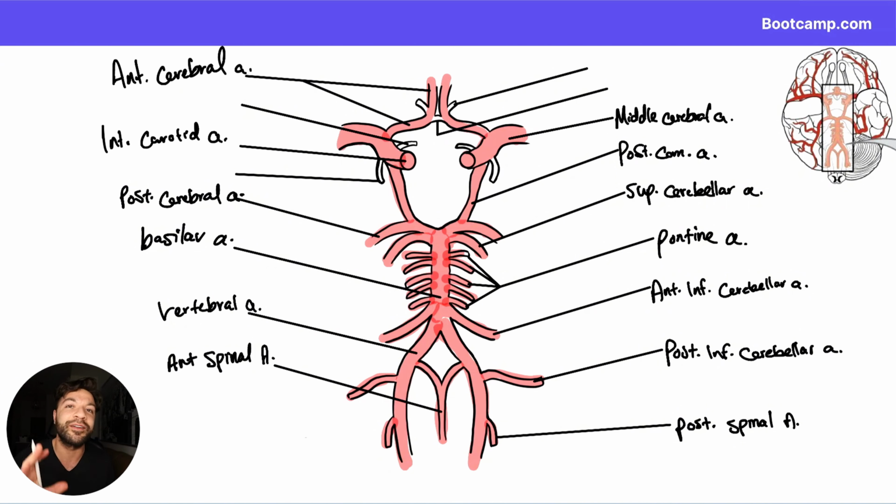So now we're almost done. We just have a couple of small branches coming off. The first being this one coming off of that middle cerebral artery. These are going to be the anterior choroidal artery. If you remember from the ventricular lesson, these actually supply the choroid plexus among other things, but these are responsible for bringing blood to those choroid plexus to produce that cerebral spinal fluid.